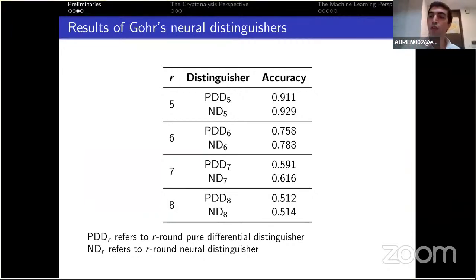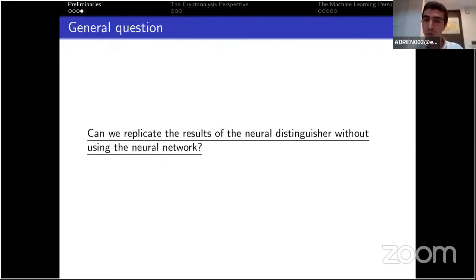These are the results for the Gohr neural distinguisher compared to pure differential distinguishers. We can observe that every time, the neural distinguisher is better than the pure differential distinguisher. That means that the neural network is able to learn a property P that we don't know and that we want to approximate. And this is what we have done in our paper. So, can we replicate the results of the neural distinguisher without the neural network?